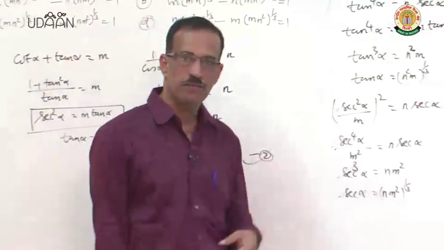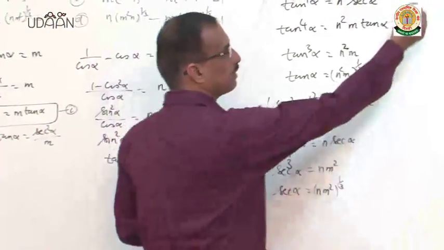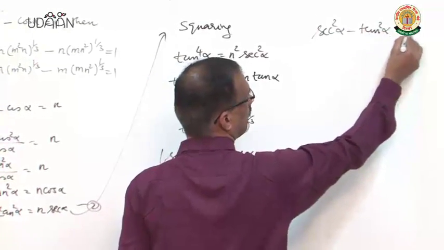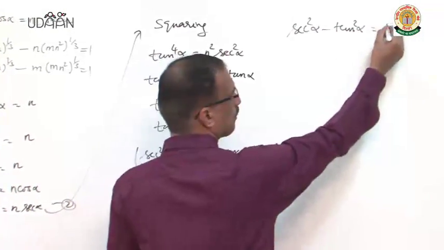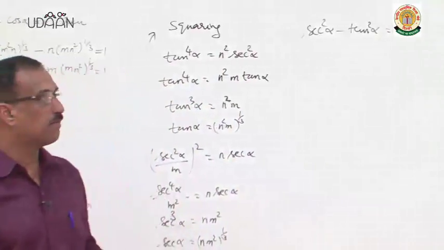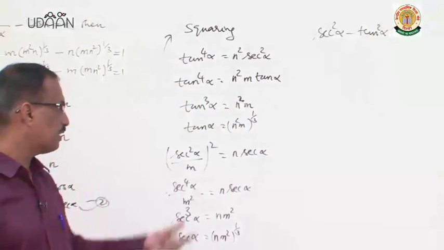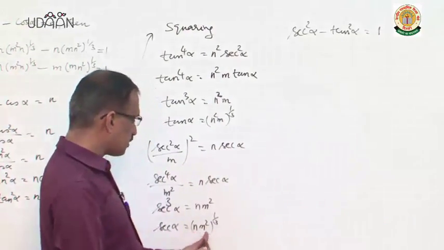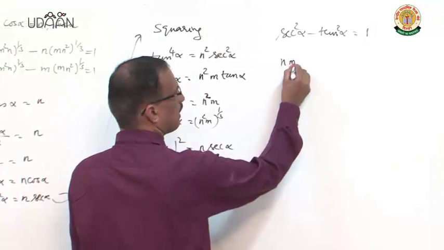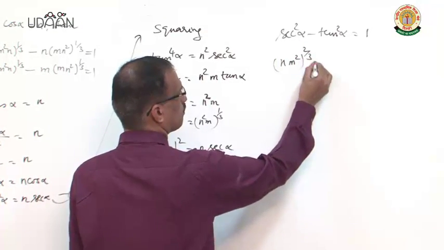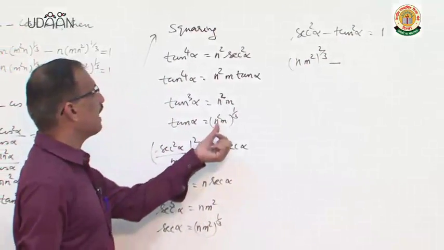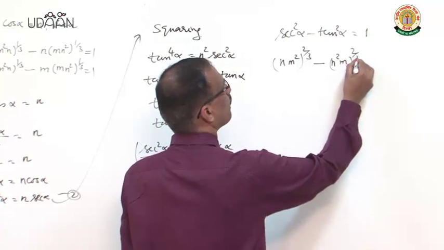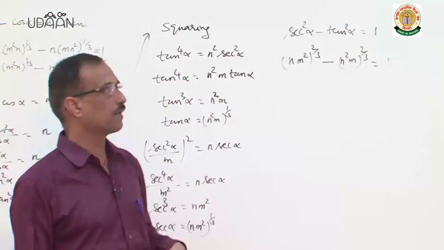This we get. We know the identity, that is sec squared alpha minus tan squared alpha equal to 1. Now, replace here. So, sec alpha is this one, whole square means n m squared power 2 by 3, minus n squared m power 2 by 3 equal to 1.